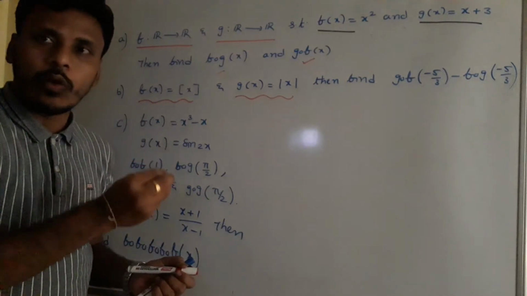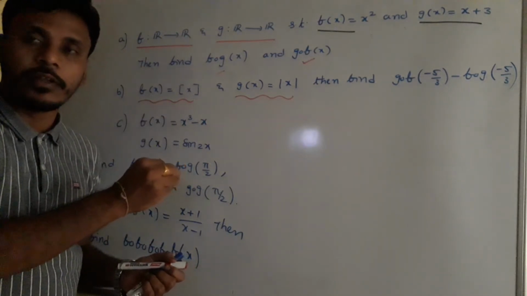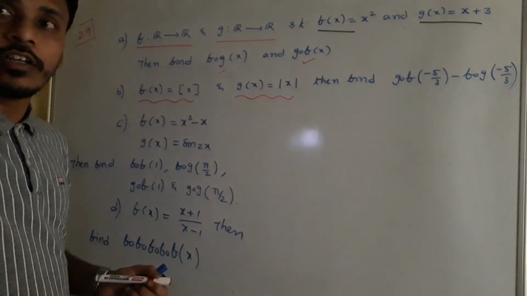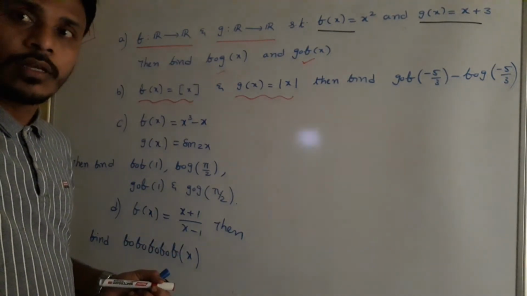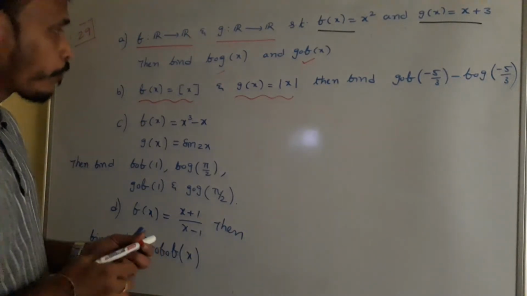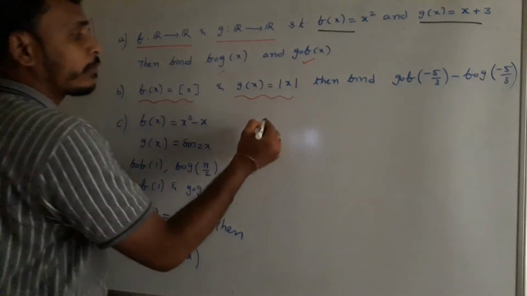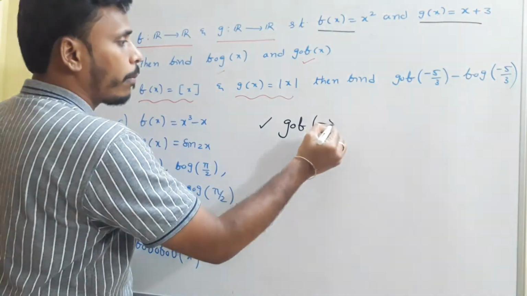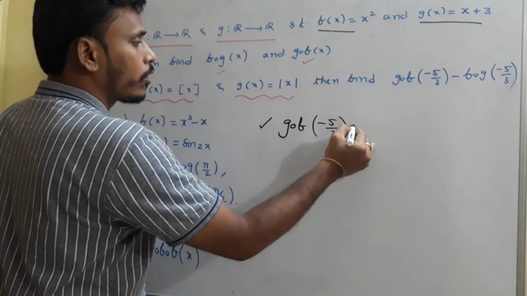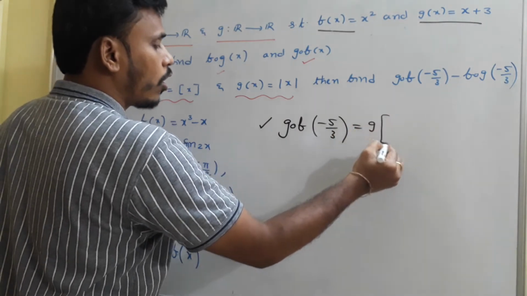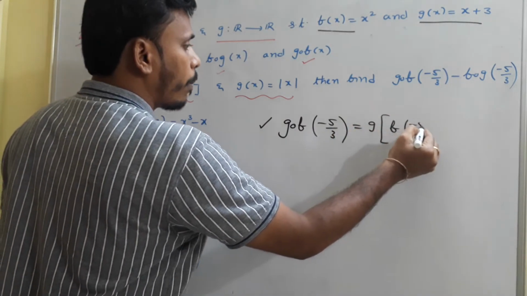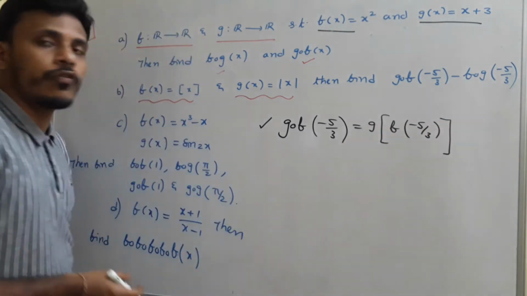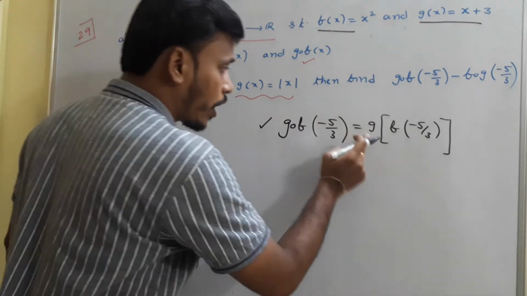So first of all, calculate g circle f of minus 5 by 3 and then calculate f circle g of minus 5 by 3. After that we need to calculate the difference. Okay, just have a look. See the first one, g circle f of minus 5 by 3. So that is equal to g of f of minus 5 by 3. First you need to use function f, then you need to use function g.